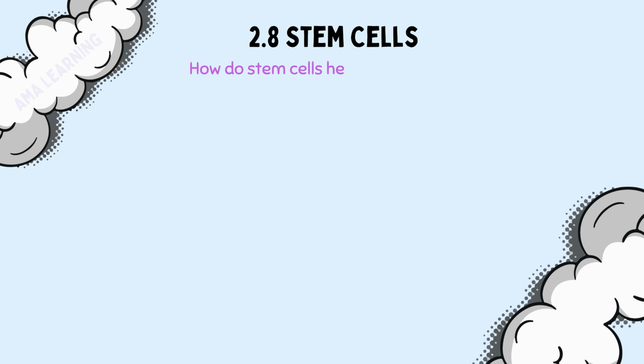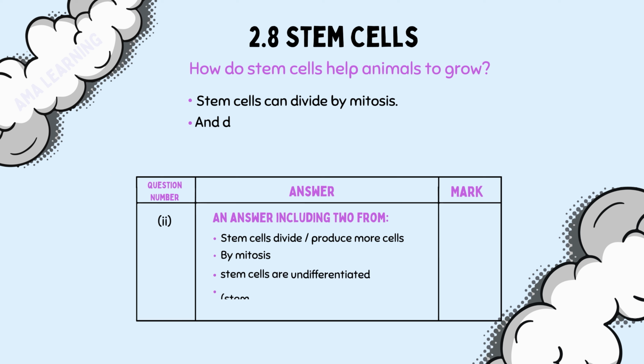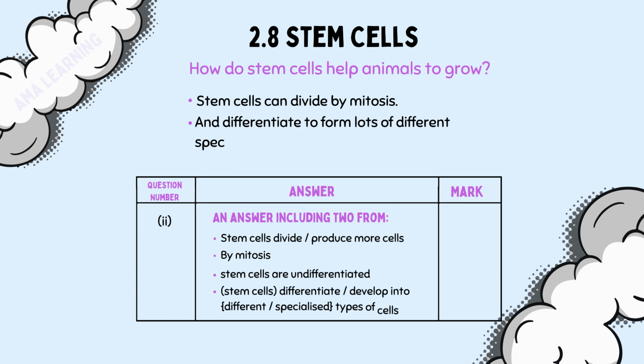Let's try one more exam-style question. How do stem cells help animals to grow? We have already learnt that stem cells can divide by mitosis and differentiate to form lots of different specialized cells. We would have got marks for the first, second, and fourth bullet point. Excellent! Full marks again.